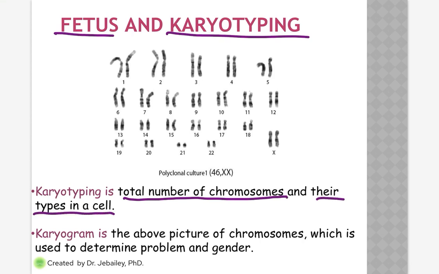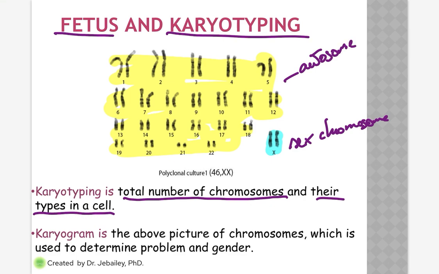Karyotyping, as you notice here, is a picture, right? And here we're talking about the different types of cells, all of these, all the way to 22, which I'm highlighting. Like I said, these are the autosomes, and that's what karyotyping is: the total number of chromosomes and their types. And then you have this one, which is the sex chromosome. Once again, this is known as the sex chromosome, and this is known as the autosome. And here you can see there are two X's, so that means XX, which is a female.